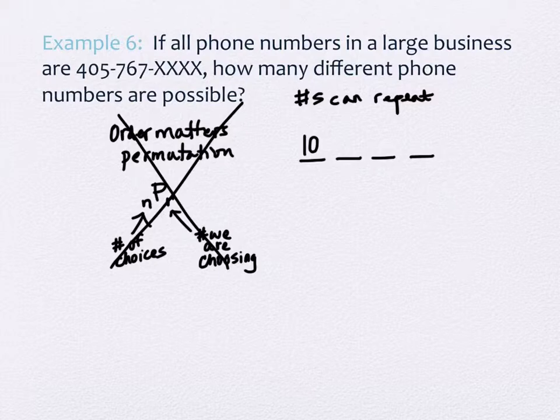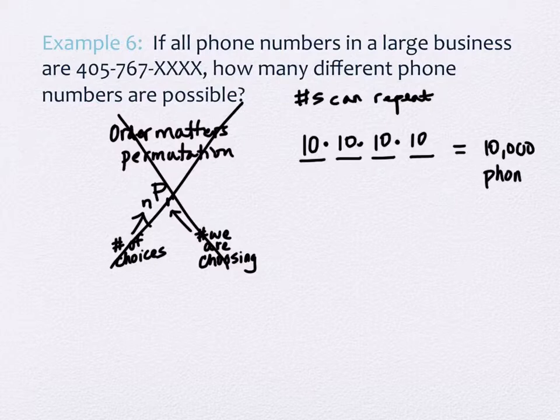How many different options when I dial the next number? Another 10 options. And the next one? And the next one. They're all 10 options. They're all of them have 10 choices. So what is 10 times 10 times 10 times 10? It's 10,000. There are 10,000 phone numbers that all start out 405767.